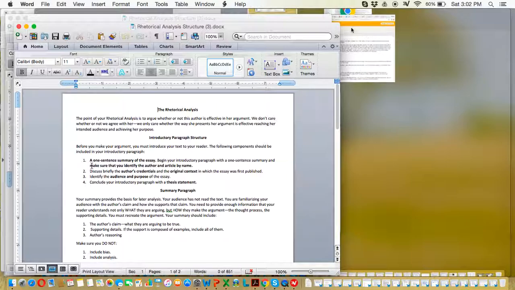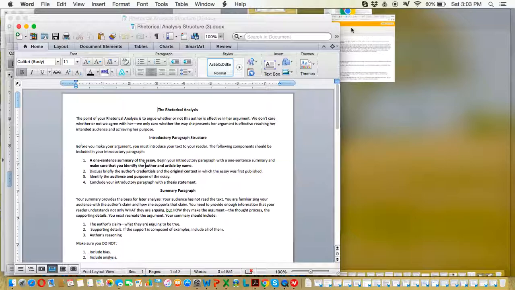So you want to start with an introduction. You want to say, first of all, hey, here's the text. Familiarize your audience who has not read this text with this text. In order to do so, you give a one-sentence summary. You give the full name of the author and the full name of the article in MLA format, which means quotes and capitalize the words in the title.